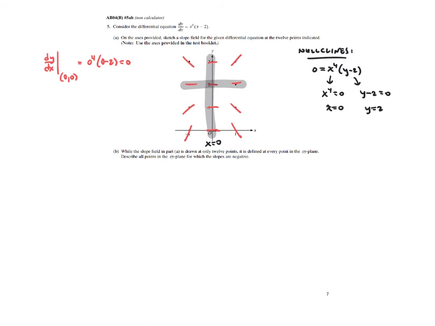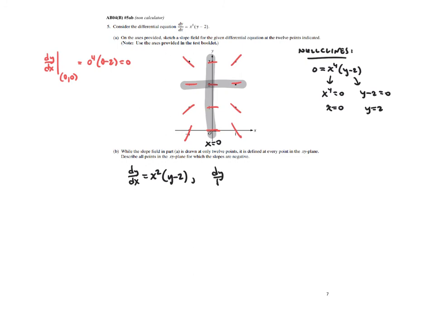Okay, so let's take a look at part B. It says, while the slope field in part A is drawn at only 12 points, it is defined at every point in the xy plane. Describe all points in the xy plane for which the slopes are negative. Okay, this is really interesting. So if we look at the nature of dy/dx, which is x to the 4th times (y minus 2). Okay, we want to look and find where dy/dx would be less than 0.